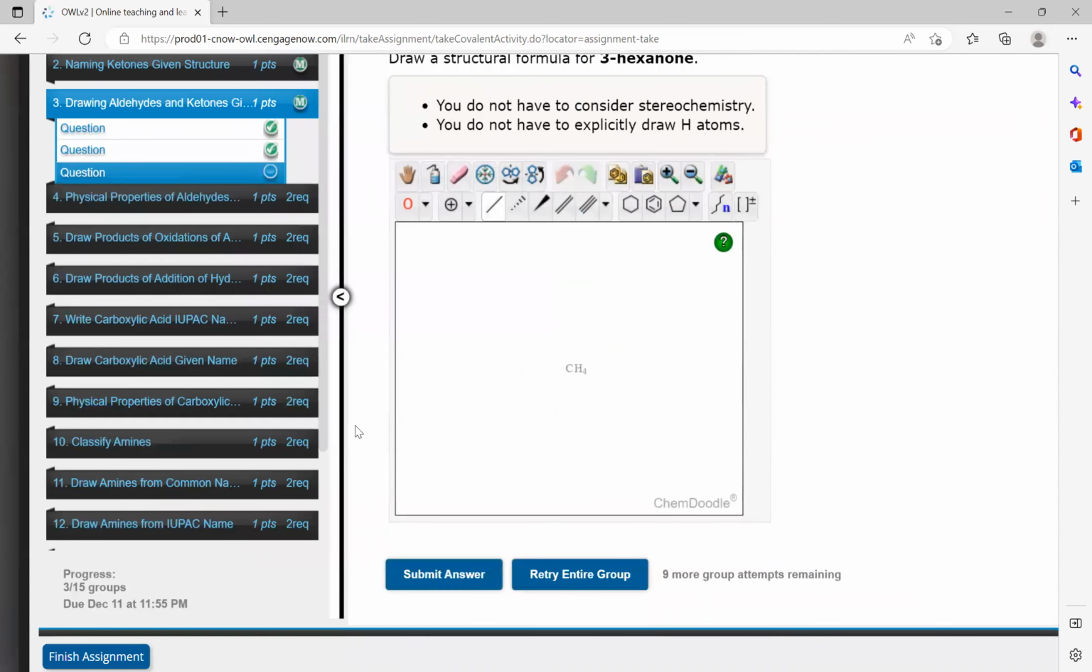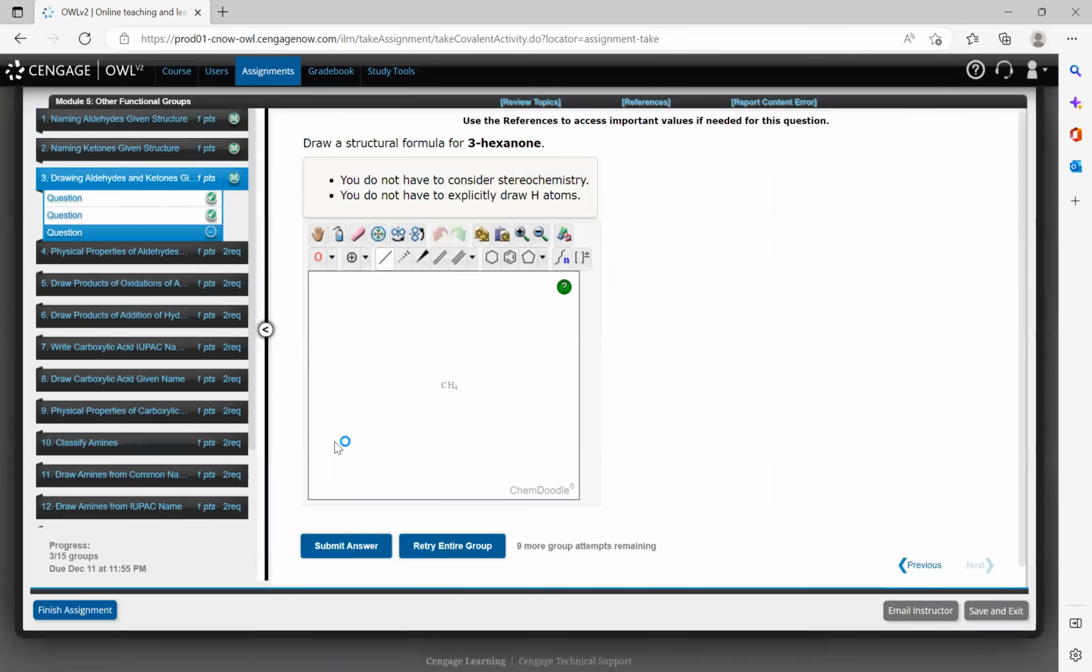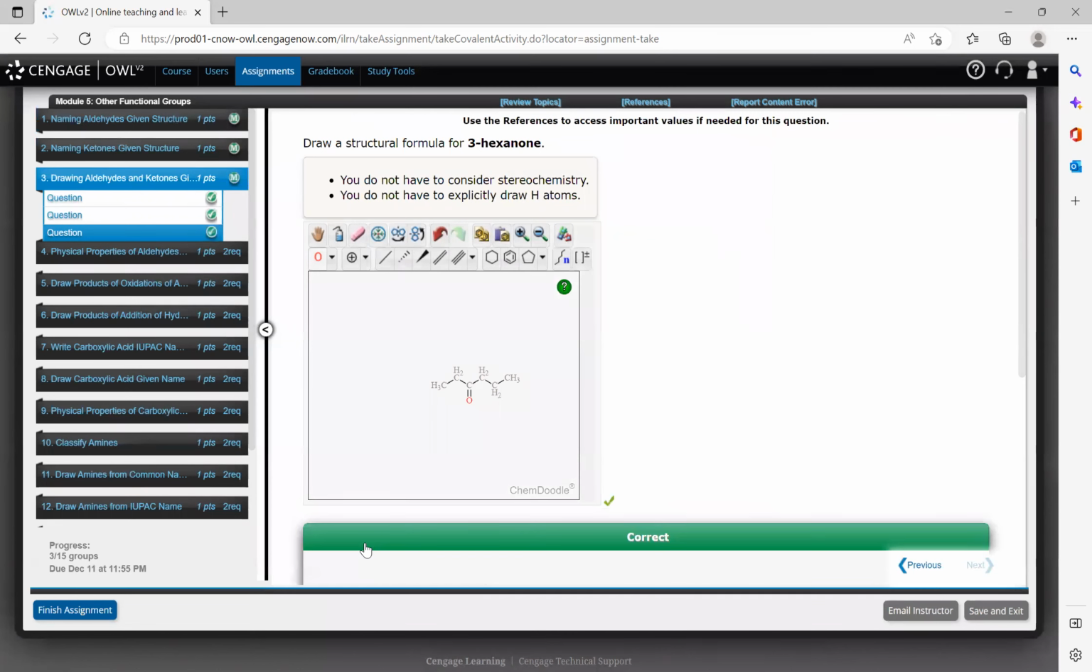All right, and last but not least, we're going to do 3-hexanone. So 6 carbons like this. On the third one, we have that ketone. So this is going to be 3-hexanone.